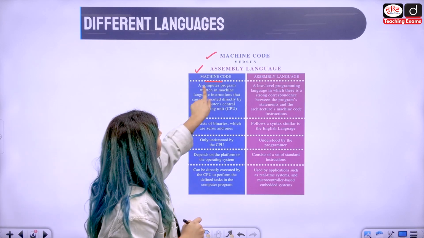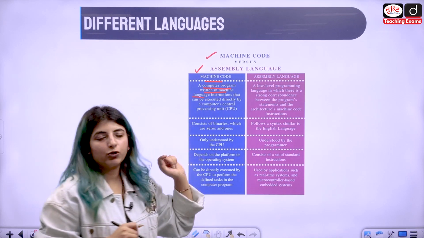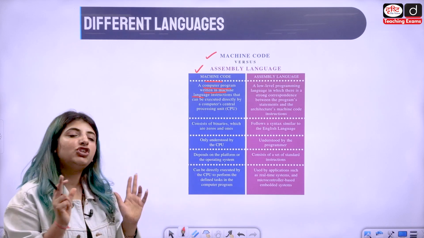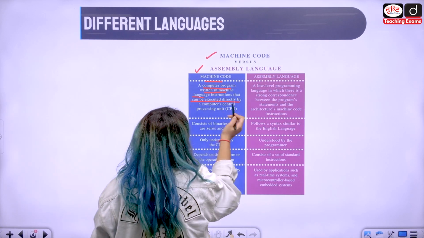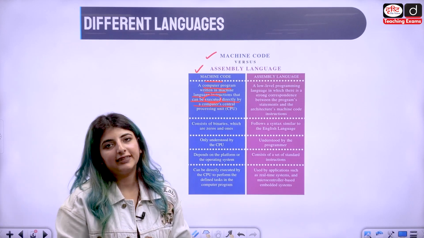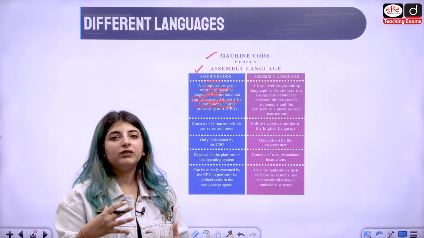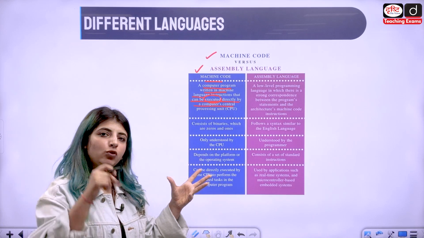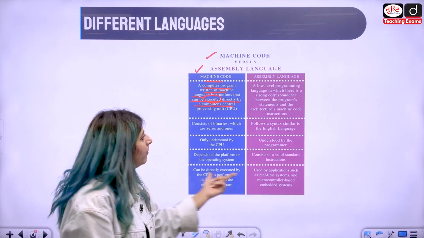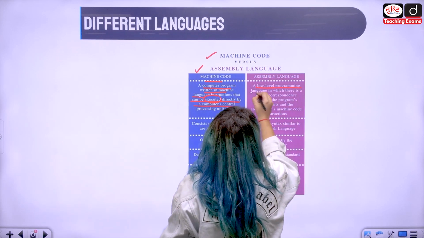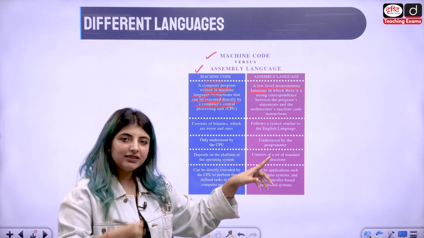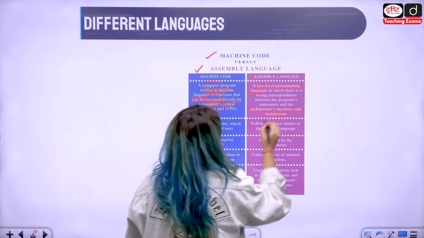Correct. So machine code is a computer program written in machine language. What is machine language? Binary digits, right? So a combination of zeros and ones is machine code that can be executed directly by the CPU, which is the computer's central processing unit. So whenever there is a machine code, the machine internally converts those instructions. But if we talk about assembly language, it is a low level programming language in which there is a strong correspondence between the programmer's statements and the architecture's machine code instructions.